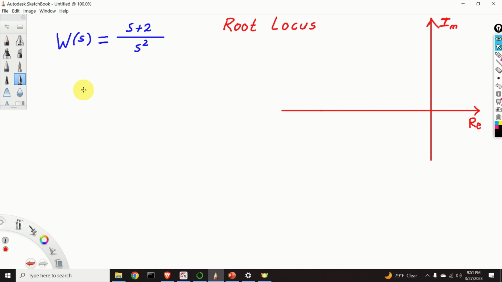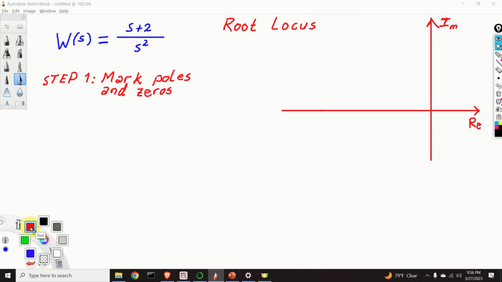The construction process consists of several steps. And here's the first step. In the first step, we need to recognize the poles and zeros of our transfer function. Then we need to mark or draw poles and zeros on our diagram. Let's start with poles. The poles are the zeros of the polynomial in the denominator of our transfer function, and the polynomial is s squared. Consequently, we have two poles.